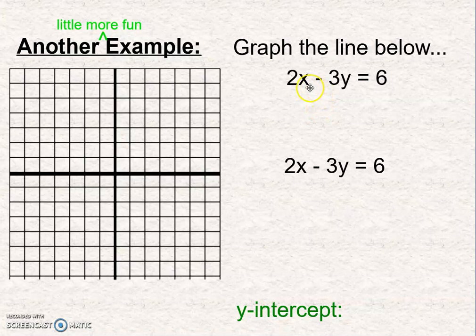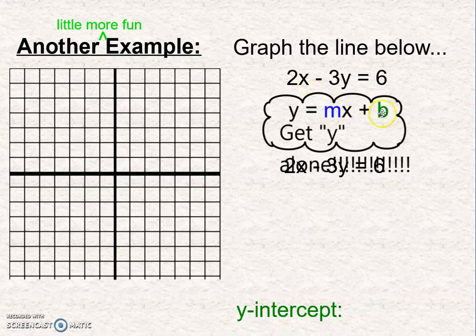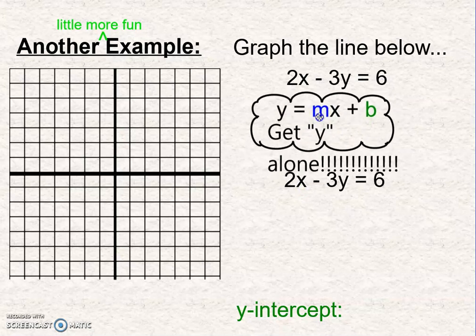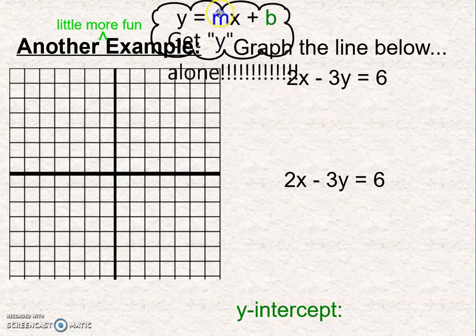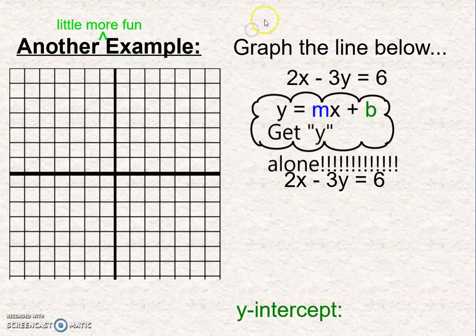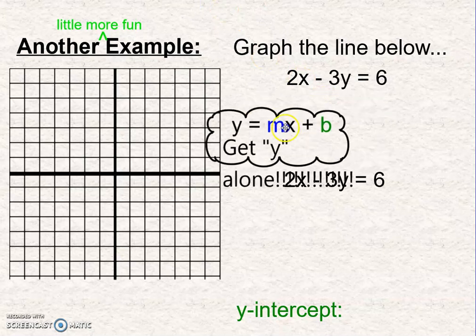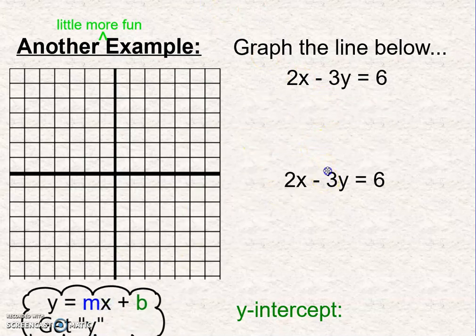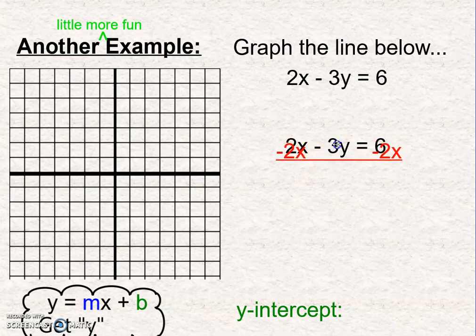So what do we do to graph this? Well, the first thing we probably want to do is we want to get y equals mx plus b. We want to get the y alone, all by itself. And so if we're trying to get this y all by itself, maybe the first thing I'll do is I will subtract 2x from both sides.